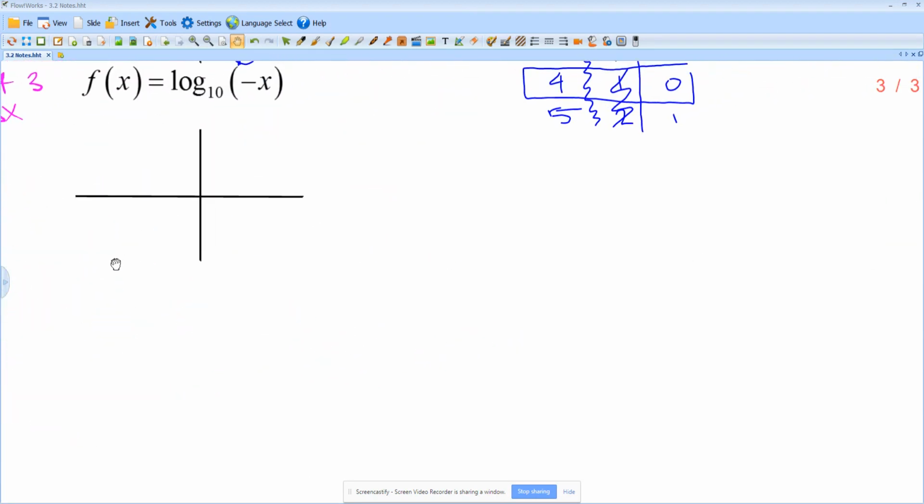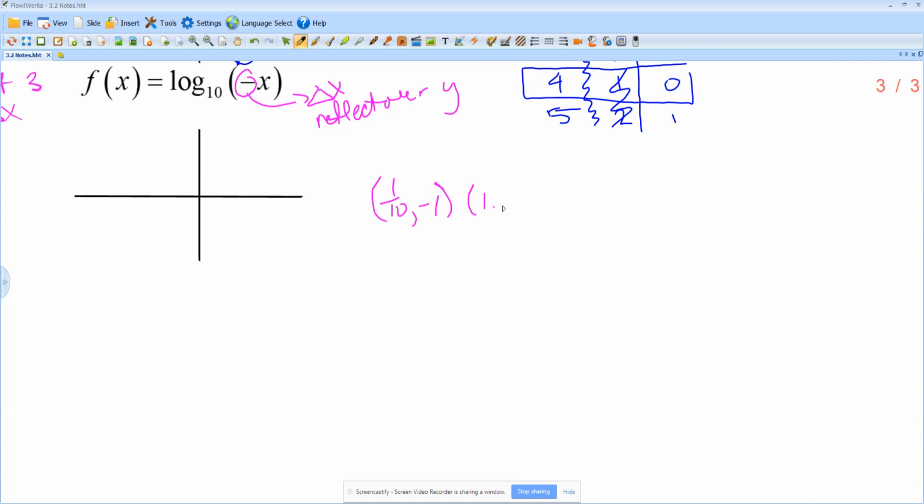All right, moving along. Log base 10 of -x. This -x, I'm changing the x values by reflecting over y. So, I'll just start with the coordinates first. And I'm going to do them as coordinates in this case since there's just one change. I have 1/10, -1, 1, 0, and 10, 1.